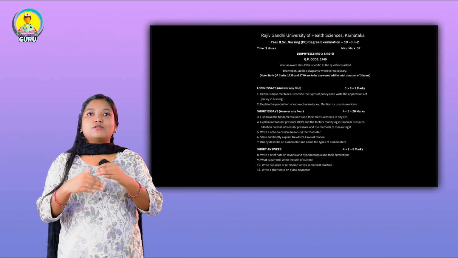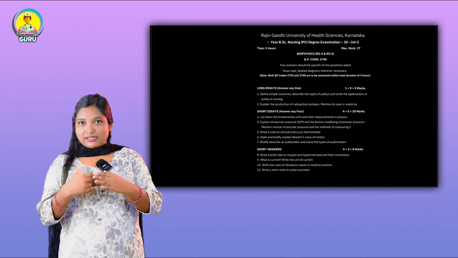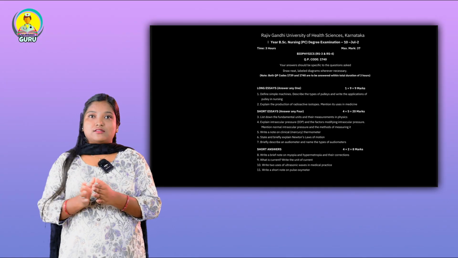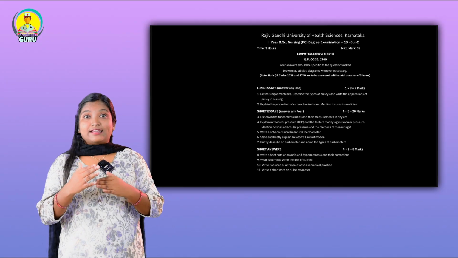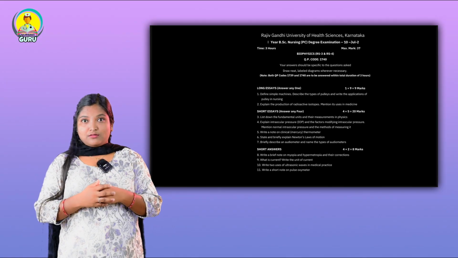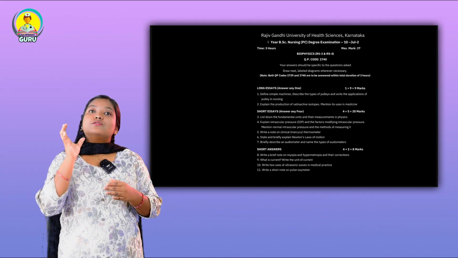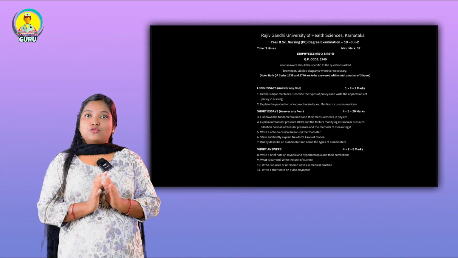If you want to write a short note on pulse oximeter, first write what is pulse oximeter and the uses of pulse oximeter. Otherwise, use headings like advantages of pulse oximeter, why we need to use it, and what is oxygen saturation. Like this you elaborate the answer in the 2 marks questions.